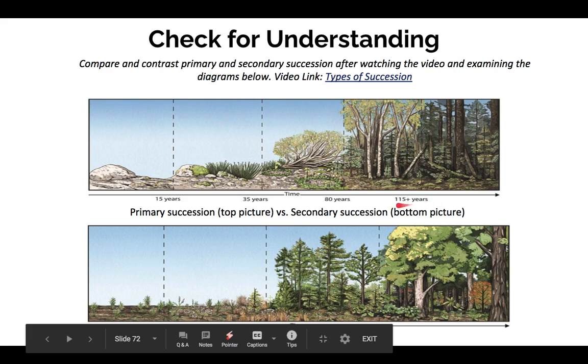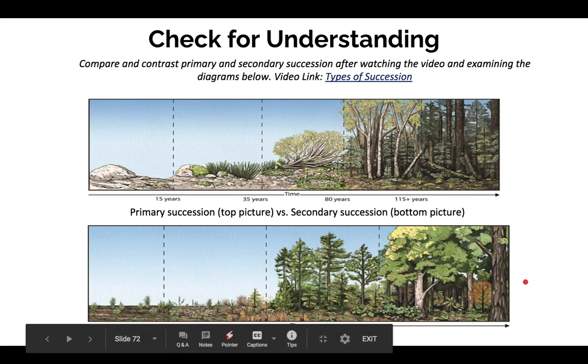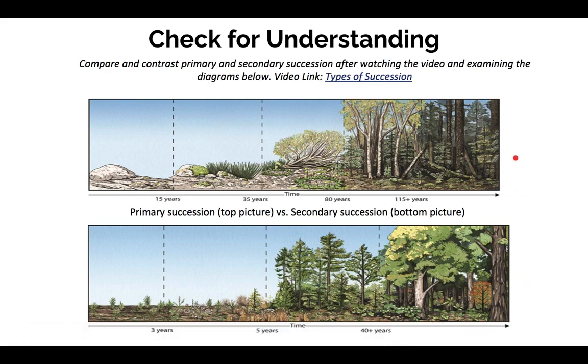Now, the other thing to notice is the amount of time primary succession takes. Here, this one says 115 plus years. Down here, this says 40 plus years. So primary succession tends to take a lot more time.